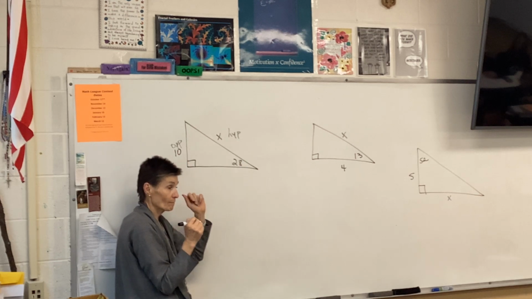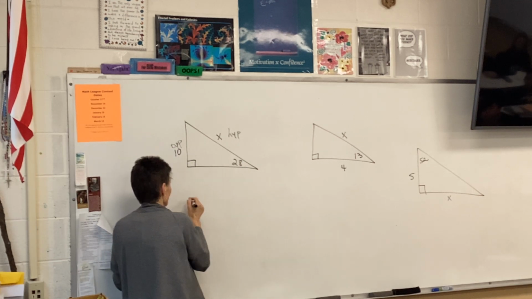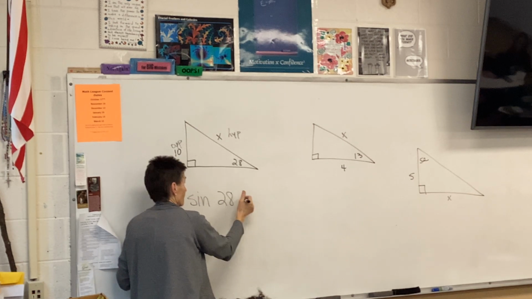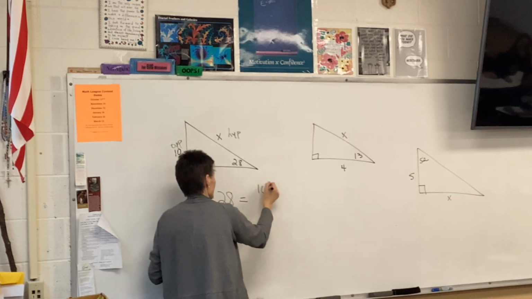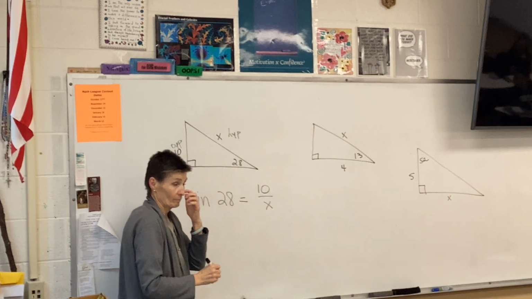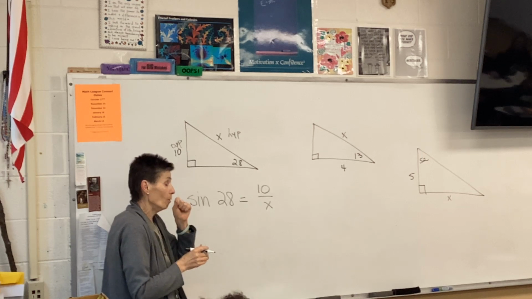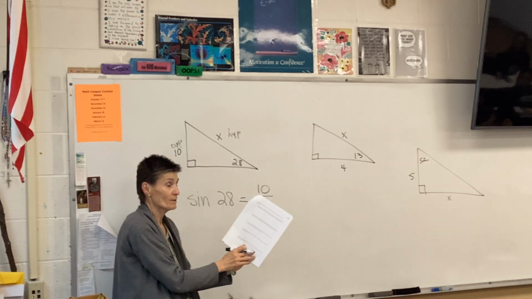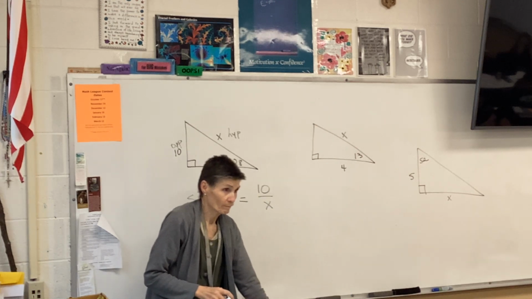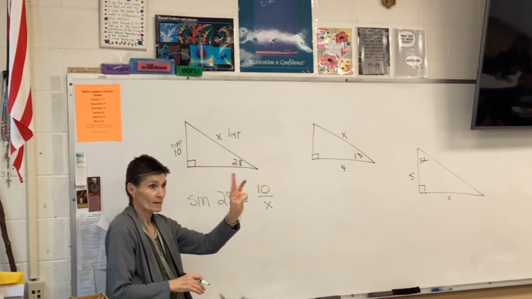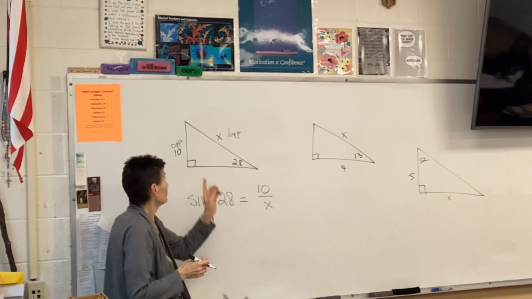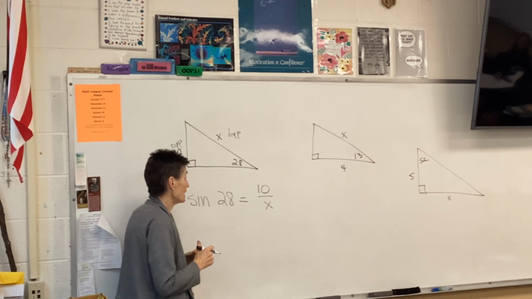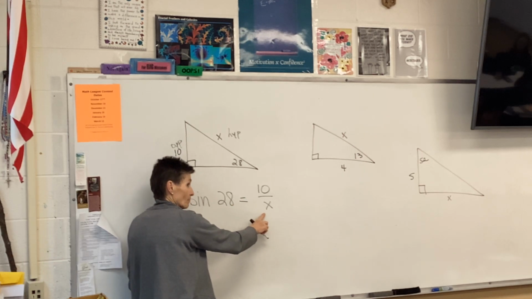So, is everybody clear on why we pick sine? Opposite, hypotenuse. Now, we write an equation. Sine angle equals opposite over hypotenuse. For each of these problems, including the word problems on the next page, you're going to write an equation. And the equation is gonna be sine, cosine, or tangent, depending on which sides you have in the problem.